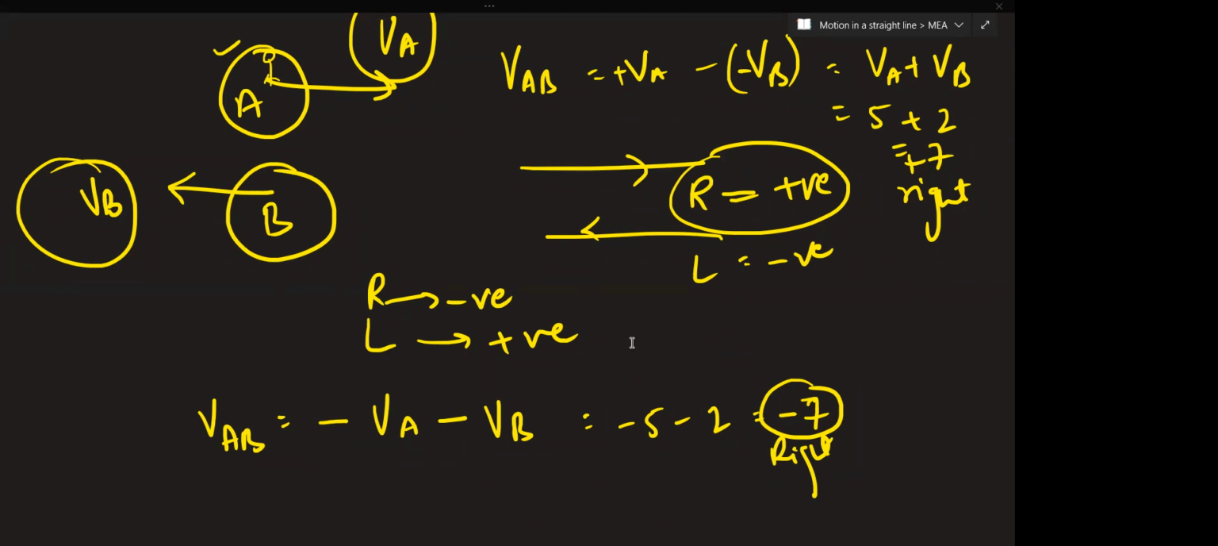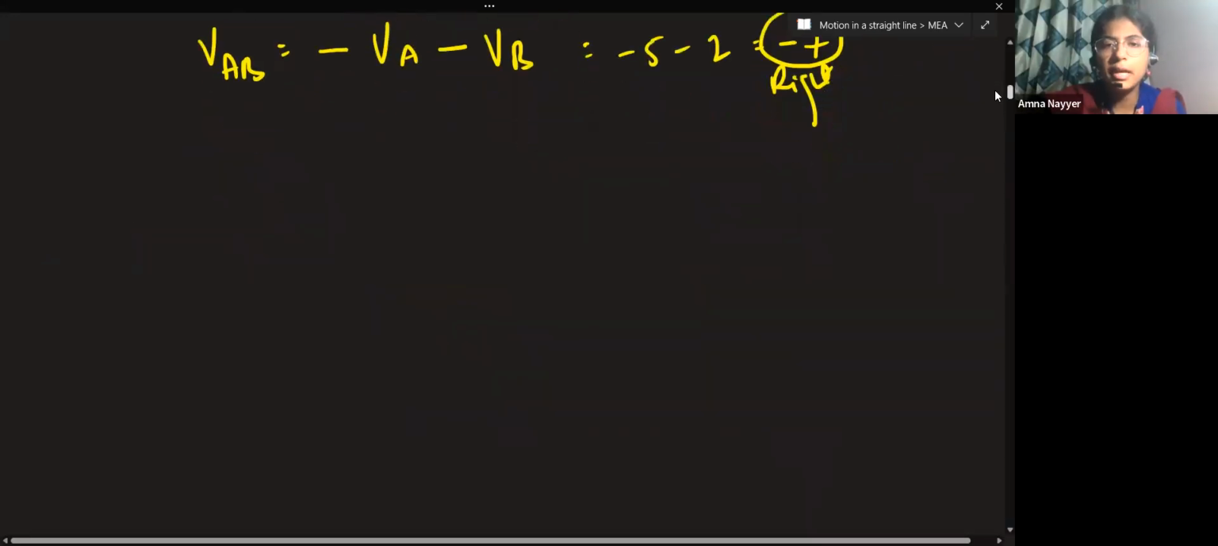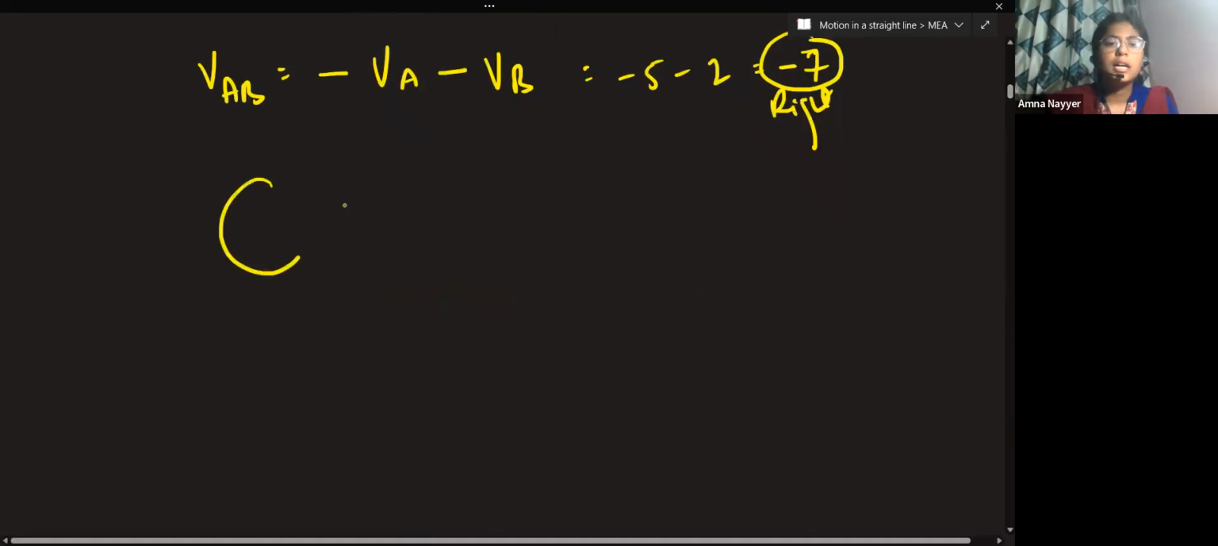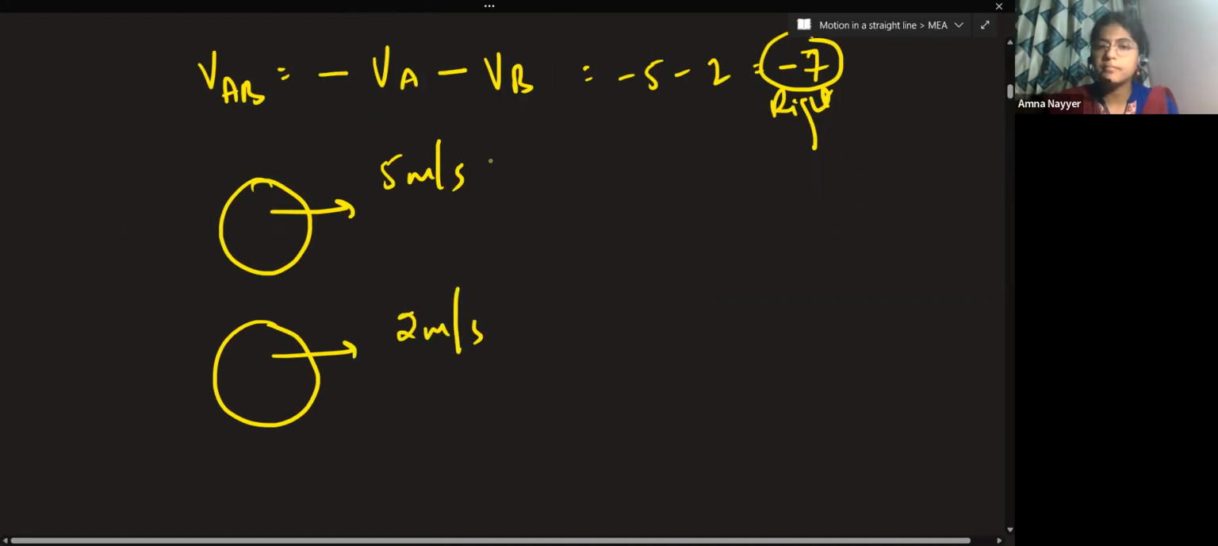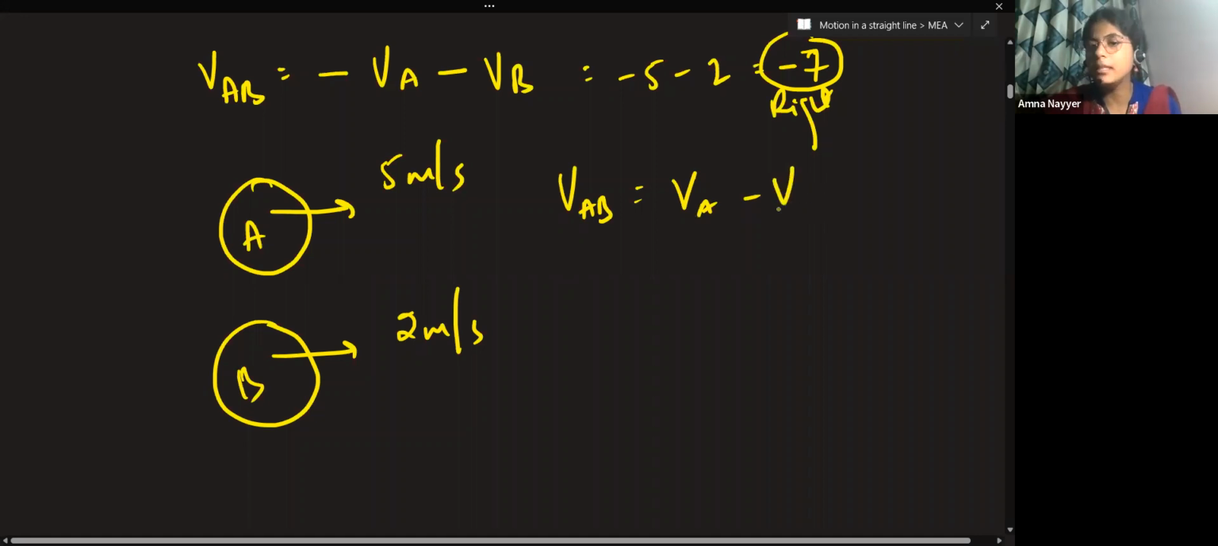Now, another case: let's say both the bodies are moving in the same direction. This one is moving with 5 meter per second and this one is moving with 2 meter per second. So this is A, this is B. Now I am calculating VAB again, so this becomes VA minus VB.